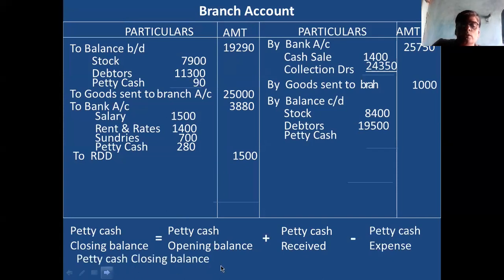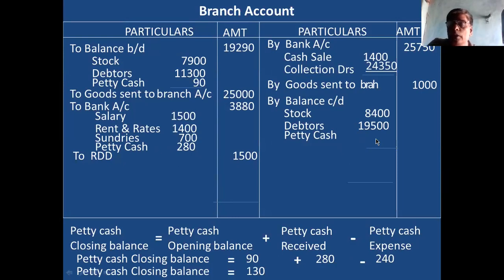So PT cash closing balance is equal to opening balance, which is 90 rupees. The cash received for PT cash is 280 rupees. Expenses during the year, given in the problem, are 240. So PT cash closing balance is 130 rupees. You take this 130 rupees as the closing balance.